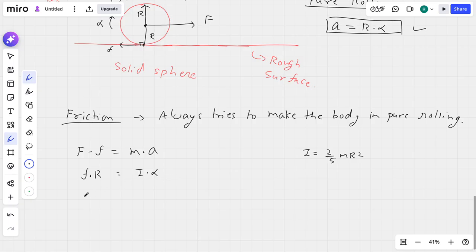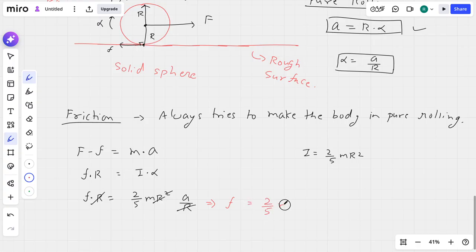So for this equation, frictional force into radius equal to 2 by 5 m r square, and for alpha we can write a by r. This r and this r cancel out, and finally we get that our frictional force comes as f equal to 2 by 5 m a.